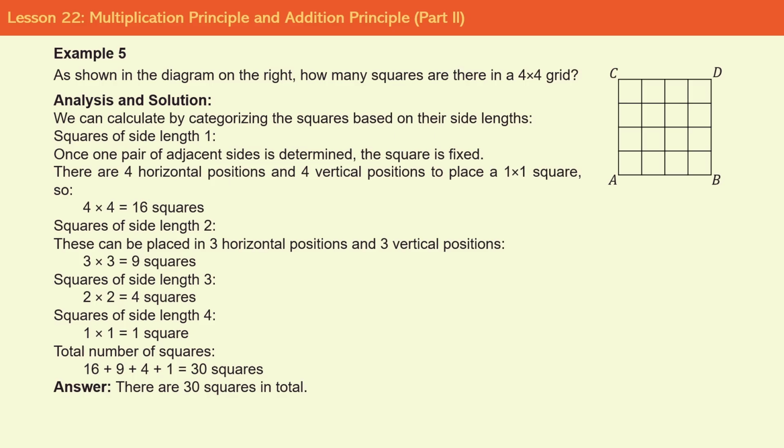Squares of side length 2. These can be placed in 3 horizontal positions and 3 vertical positions. We have 3 times 3 equals 9 squares. Squares of side length 3. We have 2 times 2 equals 4 squares. Squares of side length 4. We have 1 square. Total number of squares is 16 plus 9 plus 4 plus 1 equals 30 squares. The answer is there are 30 squares in total.